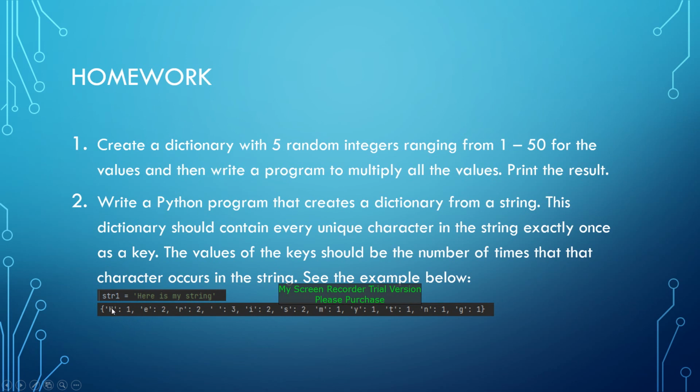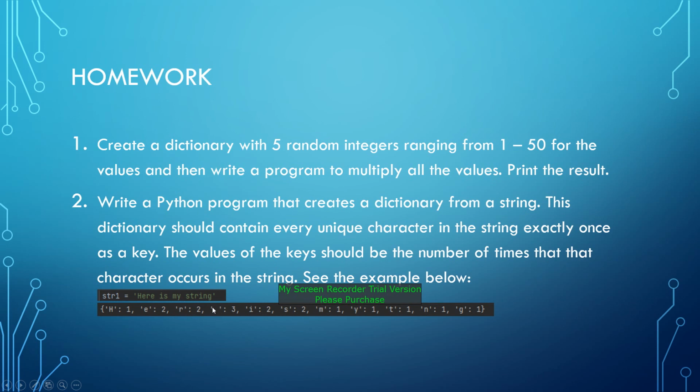So I take the letter H. There is one capital letter H. There are 2 letter E's. So it says H and then 1. That means capital letter H is our key, and the number 1 is our value. So for H, there is 1. We have 1 H there. For E, we have 2. You see there's an E and there's an E. There's no other E's. For the letter R, we have also 2 occurrences. We have the R over here and the R over here.